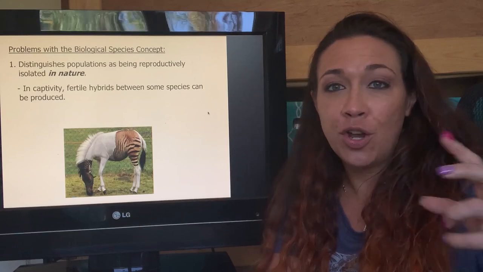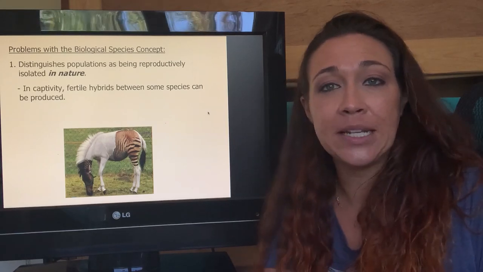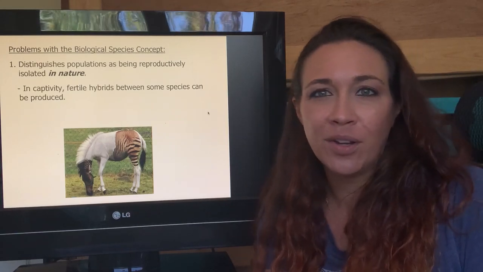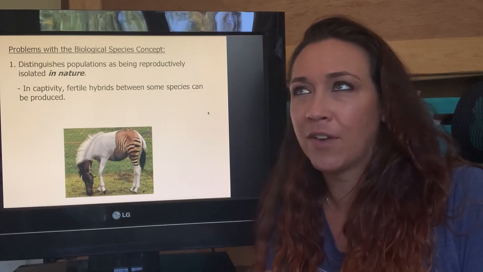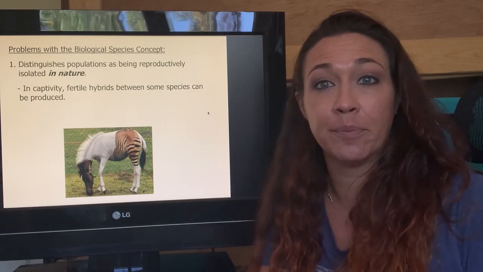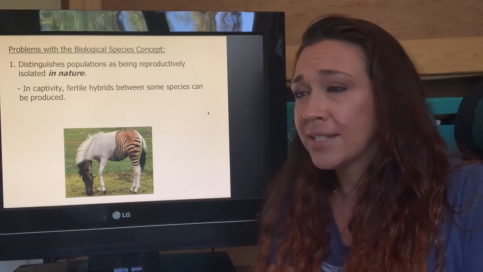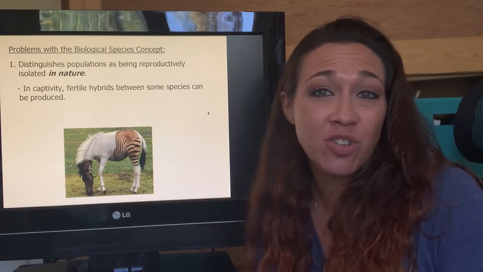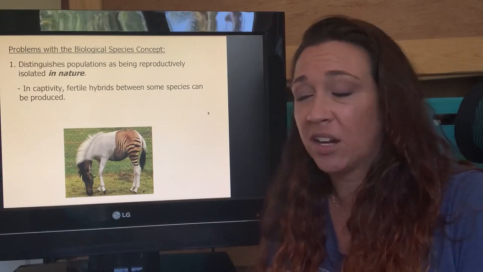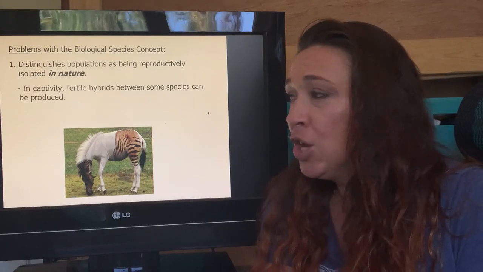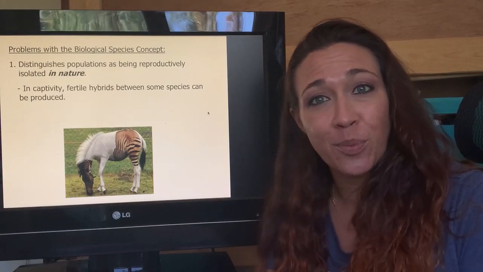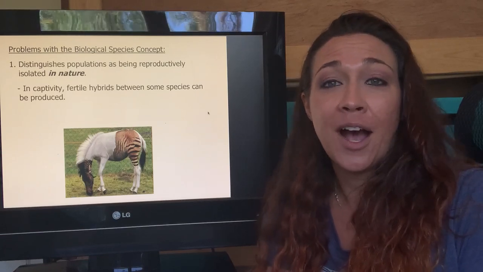If these two different species were actually to mate together, you have what's called decreased hybrid viability and stuff like that, which we're going to talk about later on in the lecture. But sometimes their DNA actually does match. So like this zorse right here, he actually is kind of okay. So sometimes we can actually produce fertile hybrids.